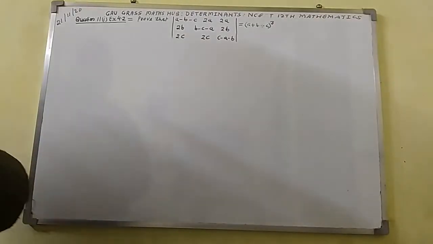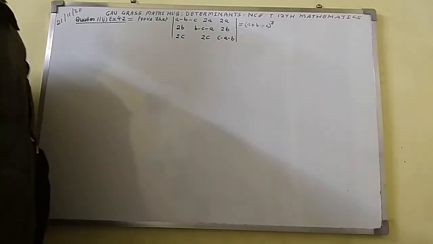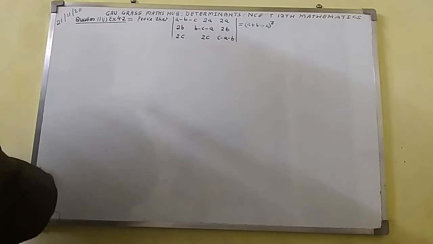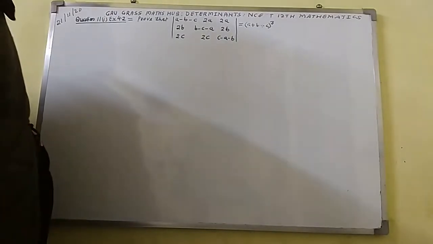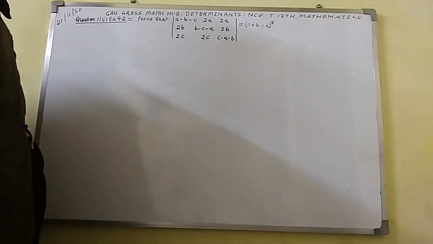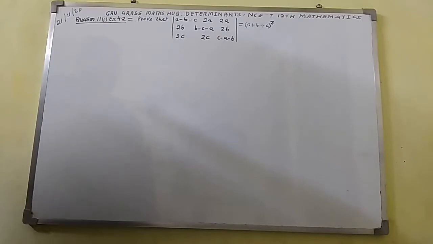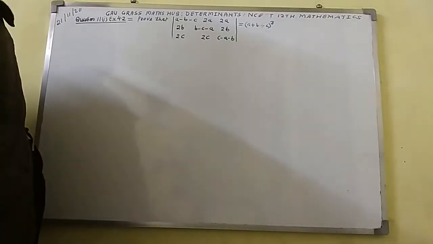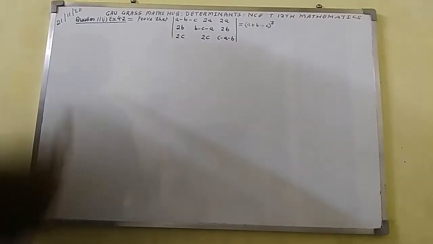I am going to discuss one question that has been taken from chapter 4 determinant in NCERT 12 mathematics. Question number 11, Roman 1, exercise 4.2: prove that the determinant with first row a minus b minus c, 2a, 2a; second row 2b, b minus c minus a, 2b; third row 2c, 2c, c minus a minus b equals a plus b plus c whole cube. This is the question I am going to discuss here.